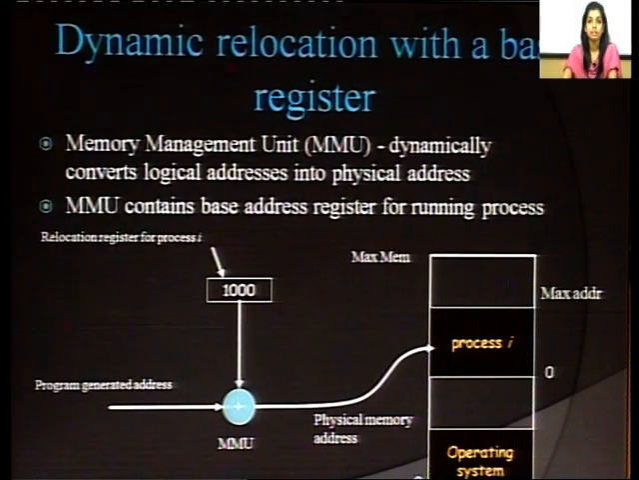So, dynamic relocation with the base registers. This dynamic relocation can be managed by the memory management unit, which dynamically converts logical addresses into physical addresses. The memory management unit contains the base address register for running processes. The program generates addresses, then the base register address managed by the memory management unit is added, and it is converted into a physical memory address. That means that particular address is placed at that physical address in memory.